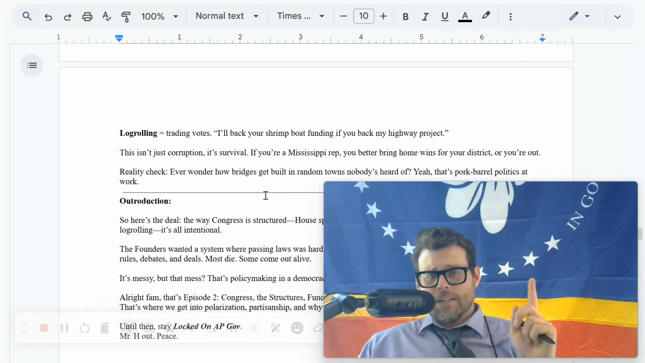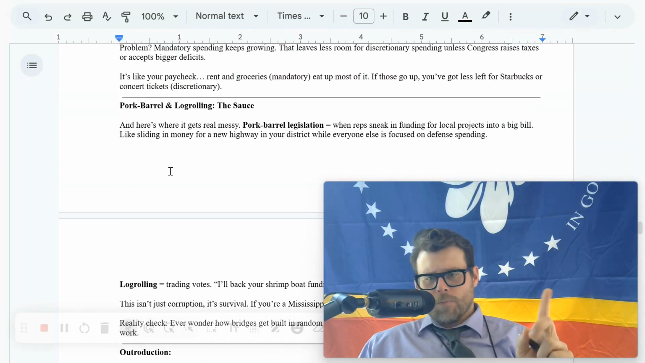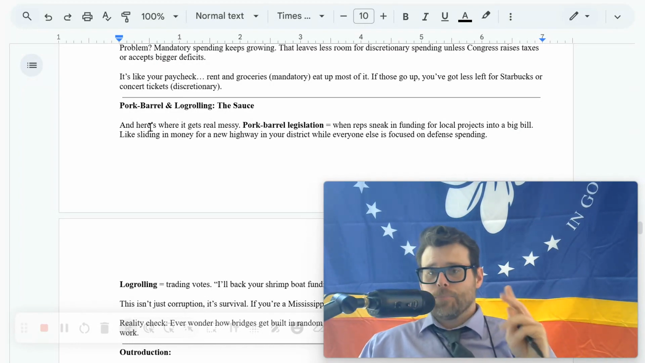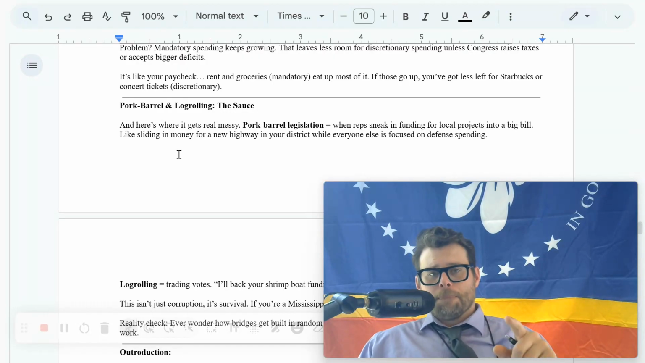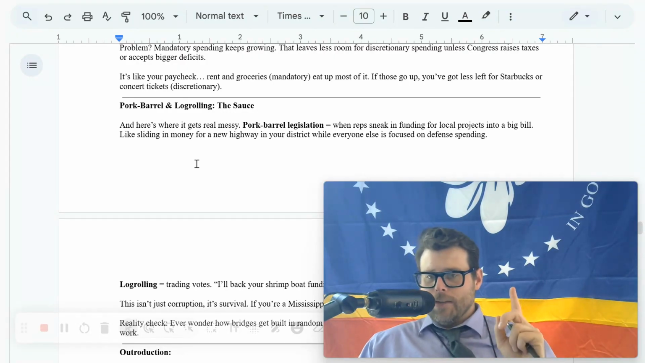Okay, so next, log rolling and pork barrel. We've got to know these two, right? Pork barrel and log rolling, the sauce, right? Bringing home the bacon. Here's where things get real messy, right? So think pork barrel legislation. Yes, pork barrel legislation as bringing home the bacon.